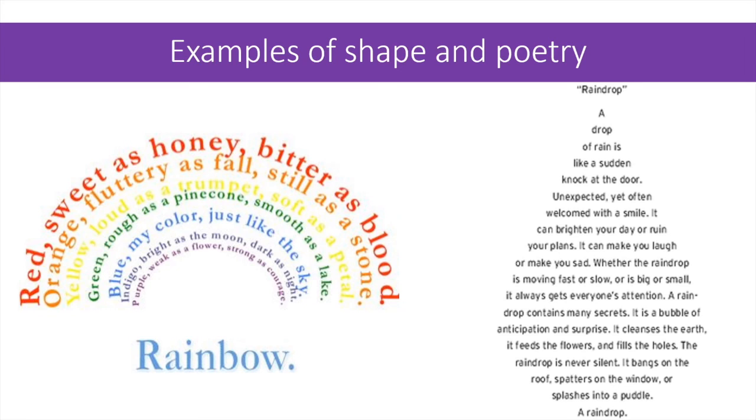A drop of rain is like a sudden knock at the door, unexpected, yet often welcomed with a smile. It can brighten your day or ruin your plans. It can make you laugh or it can make you sad. Whether the raindrop is moving fast or slow, or is big or small, it always gets everyone's attention. A raindrop contains many secrets. It is a bubble of anticipation and surprise. It cleanses the earth, it feeds the flower and fills the holes. The raindrop is never silent. It bangs on the roof, splatters on the window, or splashes into a puddle.